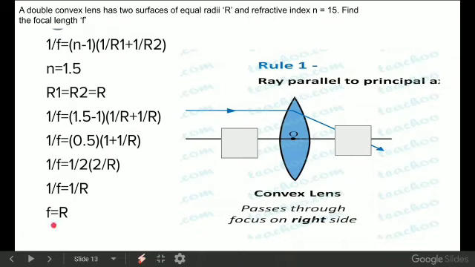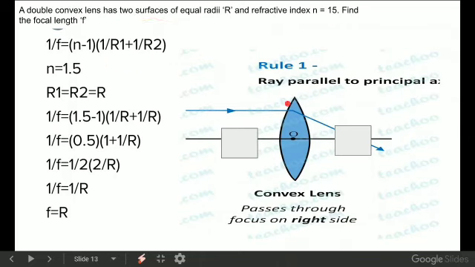Finally we will get focal length equals radius of curvature. Okay, the focal length of this lens is equal to the radius of curvature. The only simple thing we have to figure out here is which formula we have to use. Second, by following the sign conventions, we have to substitute the values of the radii of curvature.